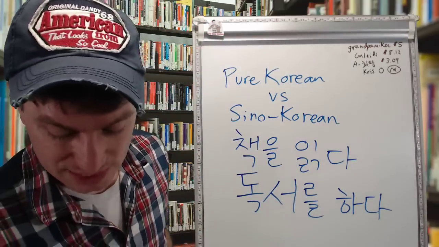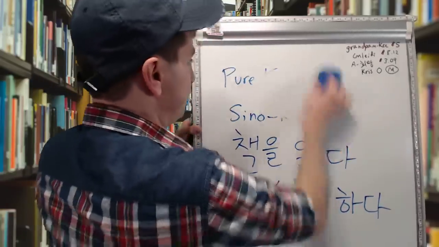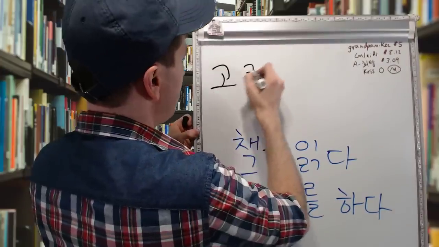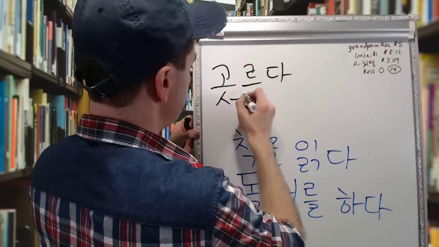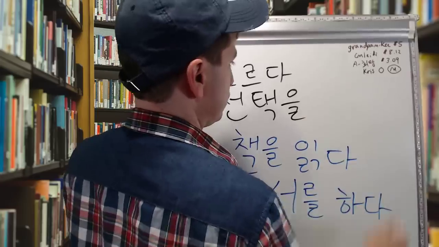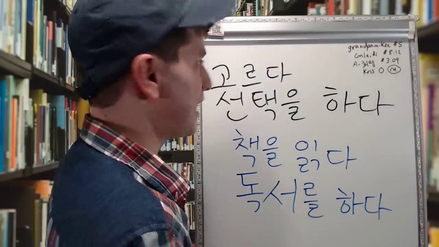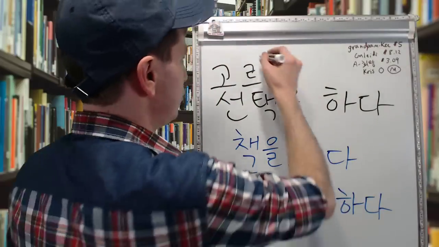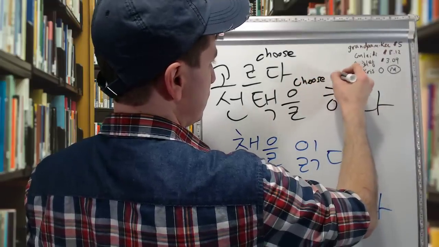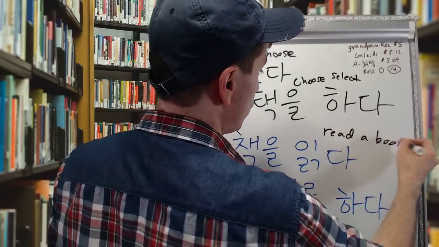Or let me give you one more example actually that you guys might already know. I mean, words that you would probably be more familiar with. Let's say 고르다. Or 선택을 하다. 선택하다. 선택하다 and 고르다. 고르다 means to choose, or, you know, choose, pick. And 선택하다 also means to choose or select. 책을 읽다 means read a book, as does 독서를 하다.